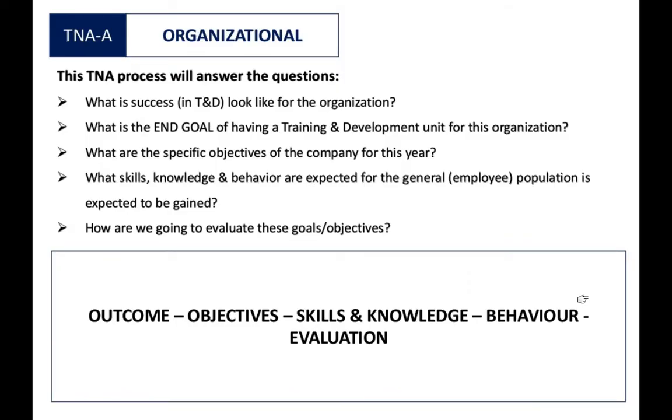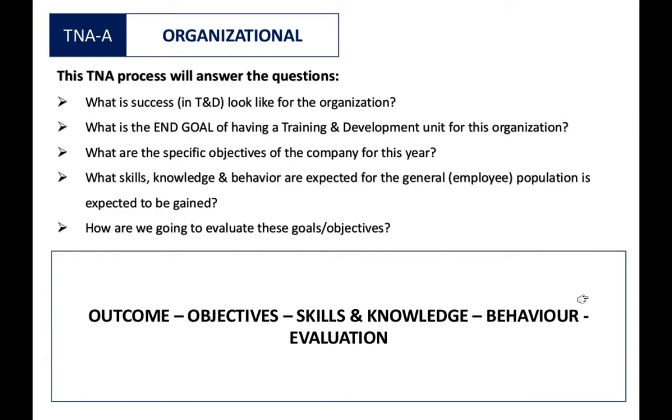So for TNA 1 or TNA organizational, this TNA process will ask the following questions. What is success for that organization? What's the end goal for the training and development for this organization? What is the specific goal of the organization for a certain year? And what skills, knowledge, behavior are expected for the general employee population? What should be gained? And then how are we going to evaluate if we actually reach that goal?